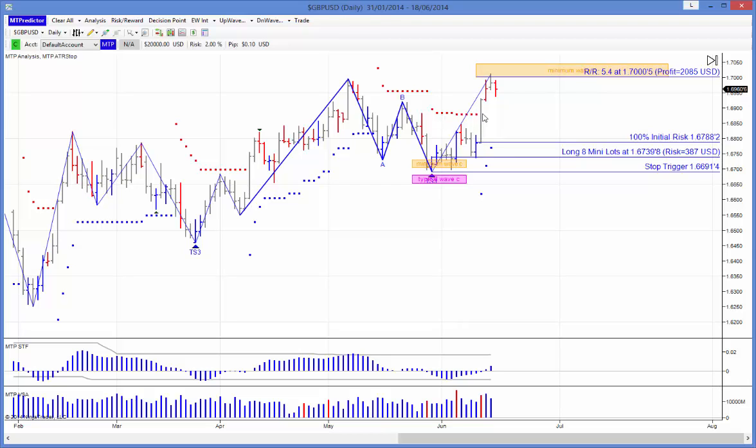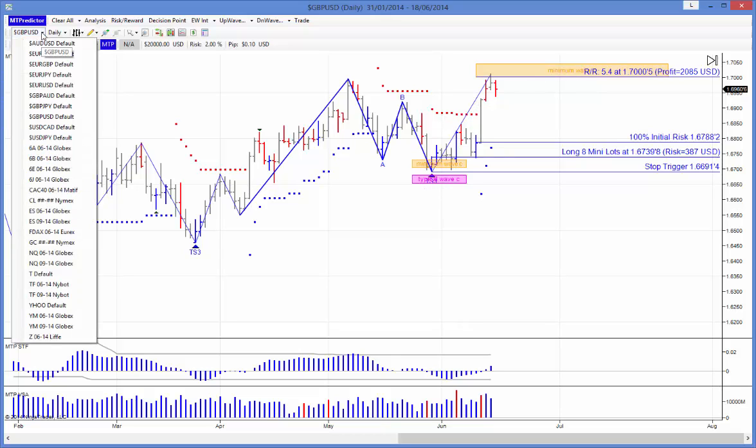The British pound US dollar rallied strongly, but it was actually no surprise to MTPredictor users because they were already long the GBP USD up into the first target there, and as you can see, it just reached that yesterday, where a nice 5.4R profit has just been realised at that first target. So a lovely trade on the British pound over the last week.